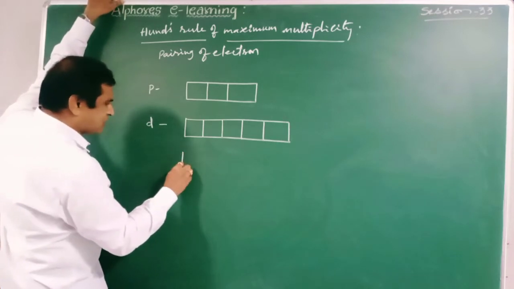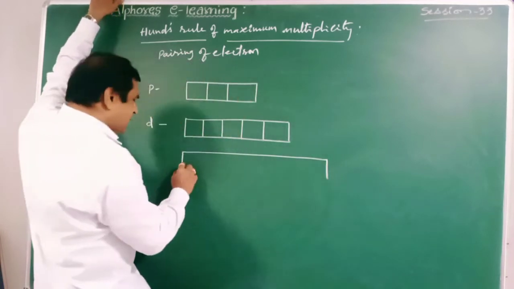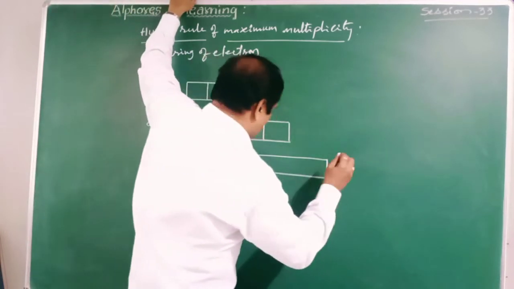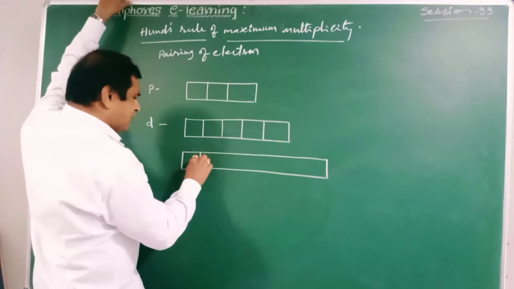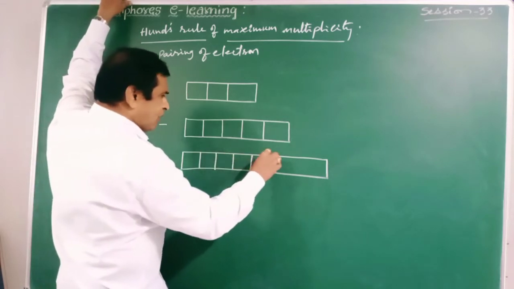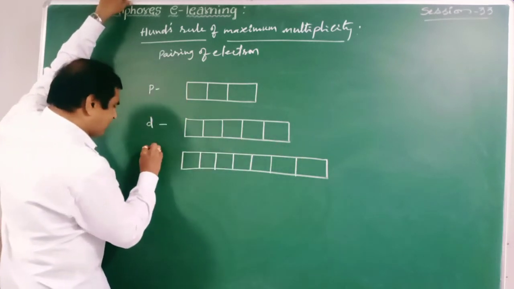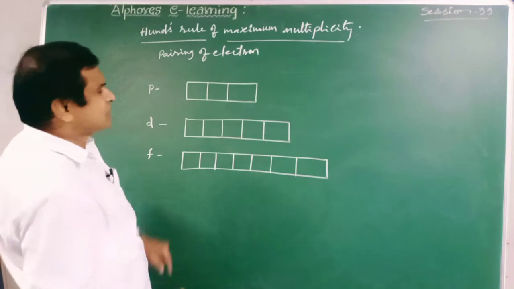And f orbitals. How many f orbitals are there in the f subshell? The f subshell contains 7 f orbitals: 1, 2, 3, 4, 5, 6 and 7. So these are all 7 f orbitals.